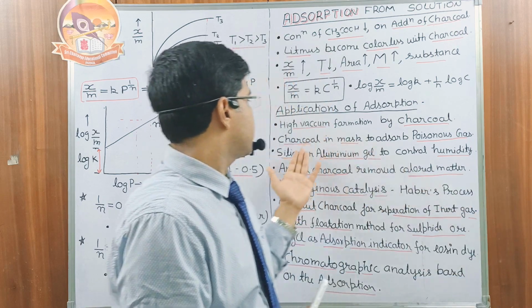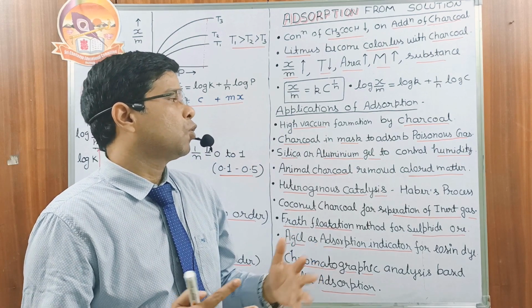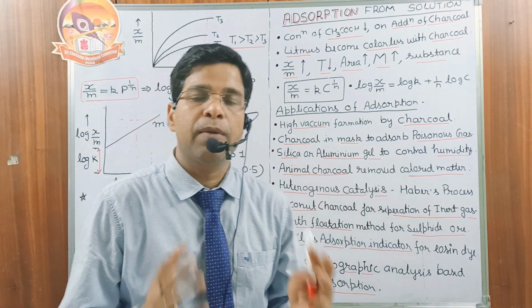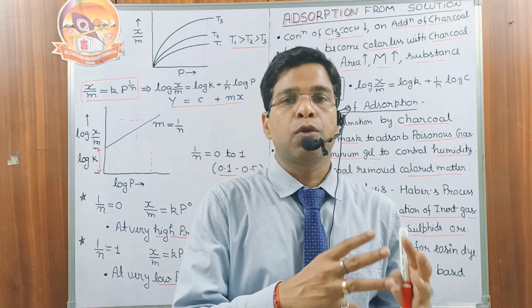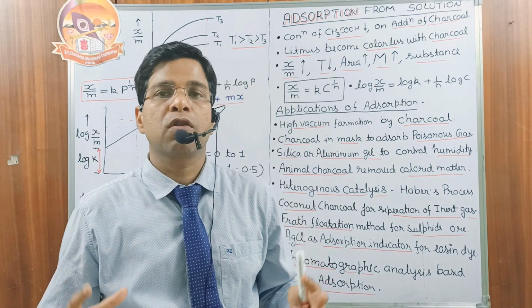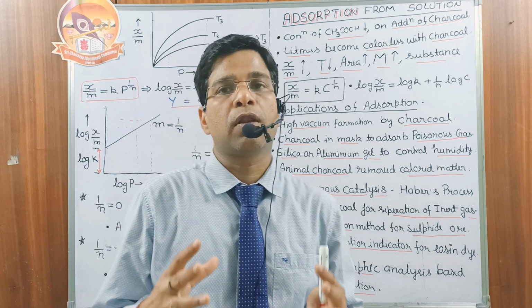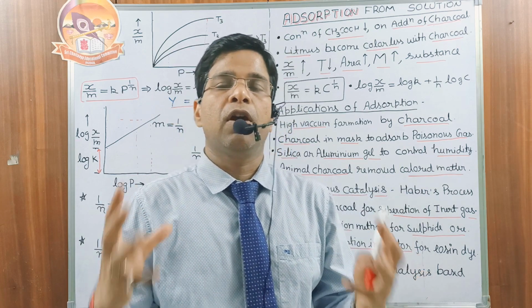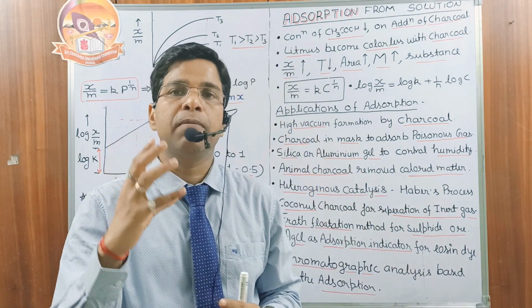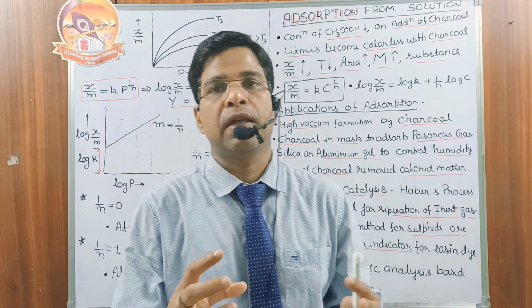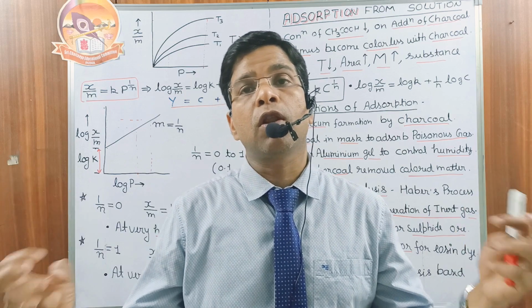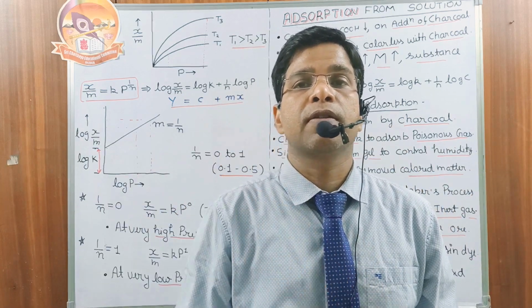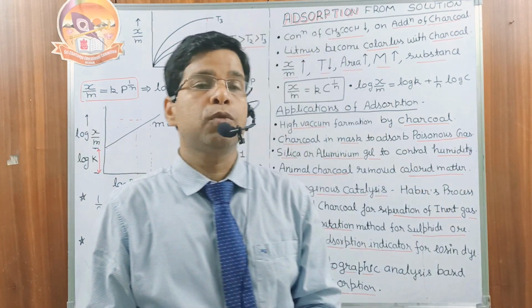Next one is the charcoal in the mask to adsorb the poisonous gas. Sometimes you have seen in the movies some masks. Suppose during warfare we have lots of poisonous gas. So what do the soldiers do? They always wear a mask. In that mask they have some substance like silica gel or anything else that can adsorb all the poisonous gases on their surface. So it is used to remove the poisonous gases from the air.